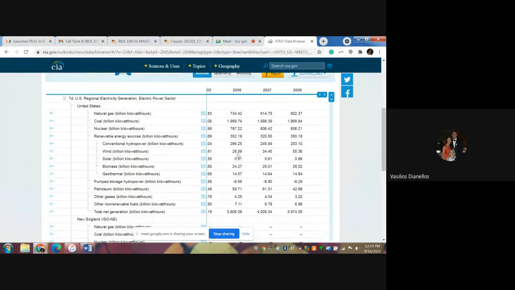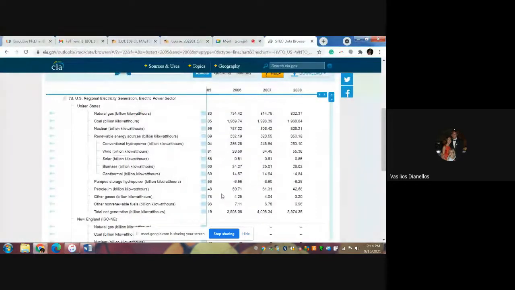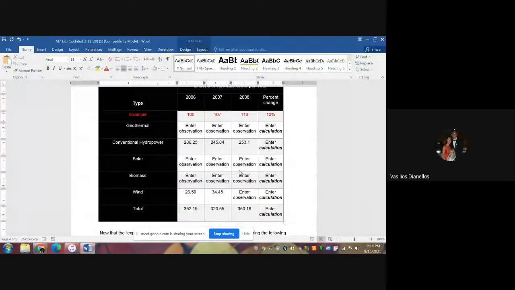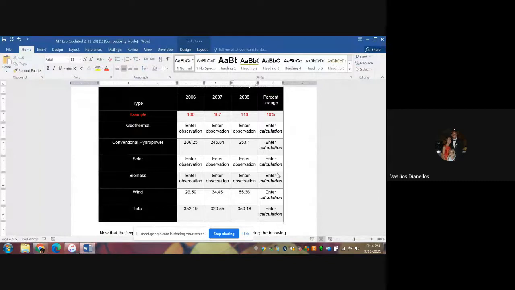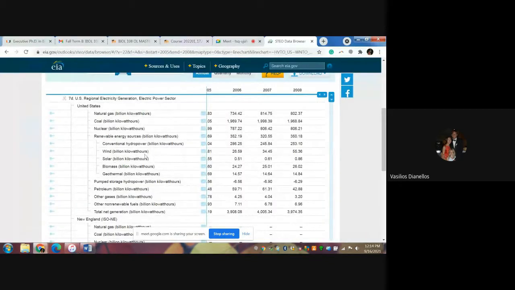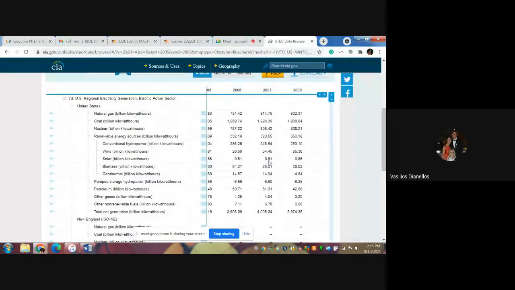In 2006, wind was 26.59. Now I need 2007. Wind, 2007, 34.45. 2008 for wind: 55.36. All right. Next on the list, because I'm going in the order in which it appears on the website, is solar. 2006, 0.51. 2007 for solar, 0.61.